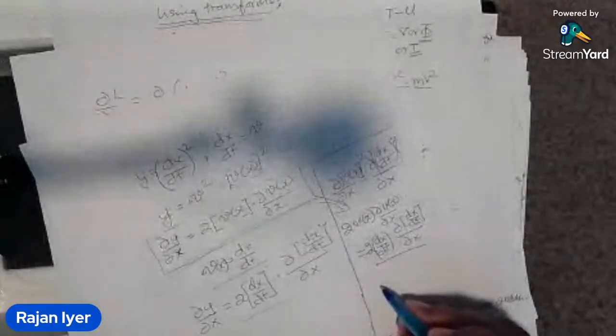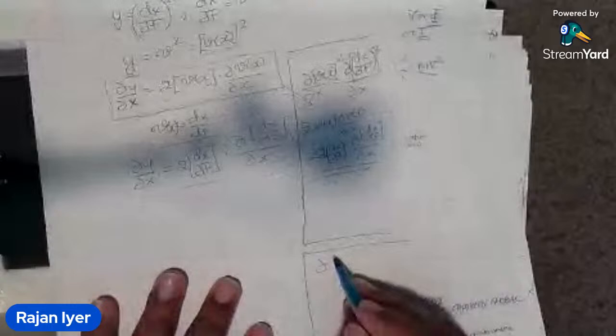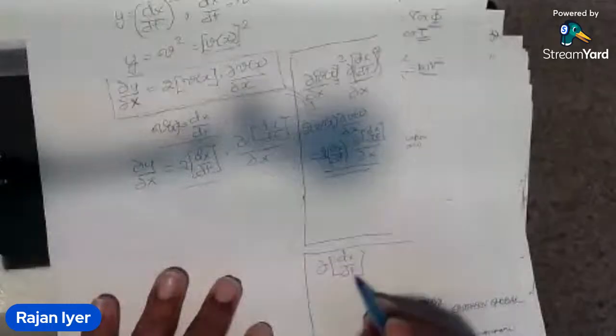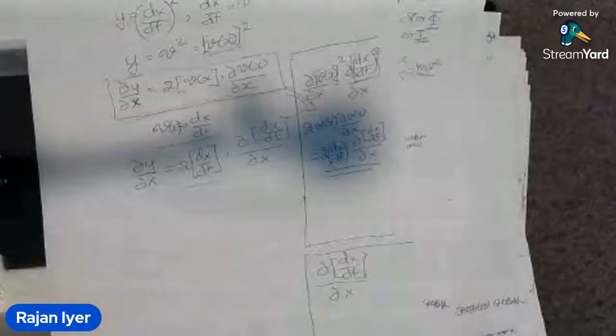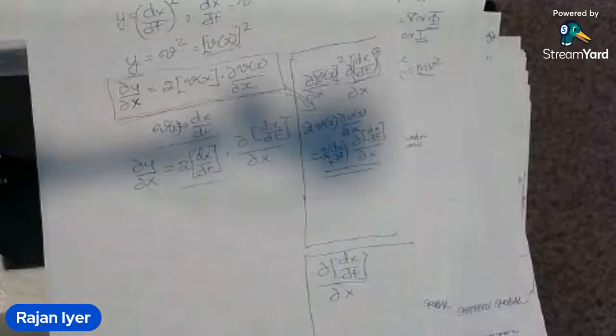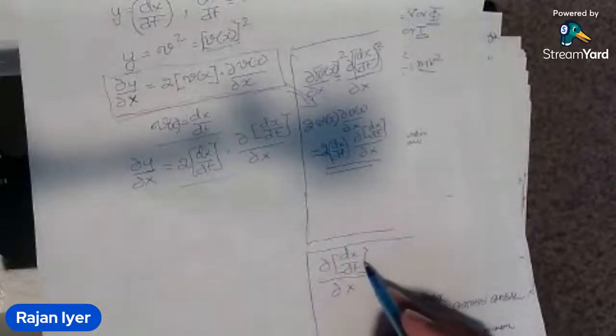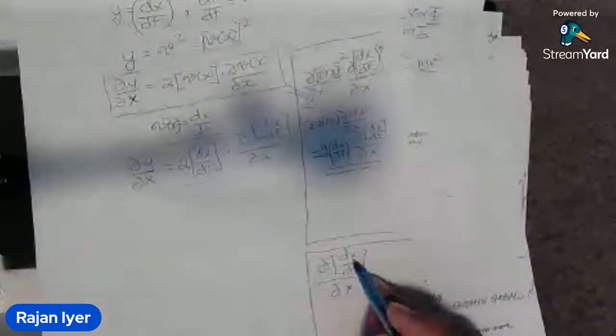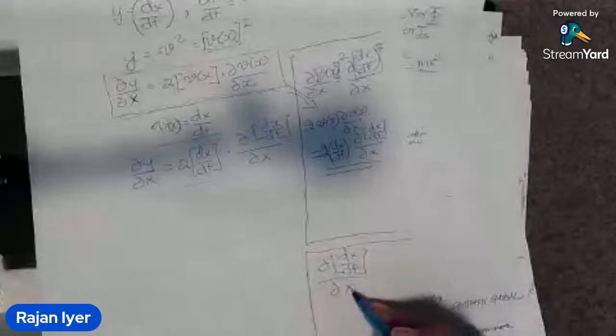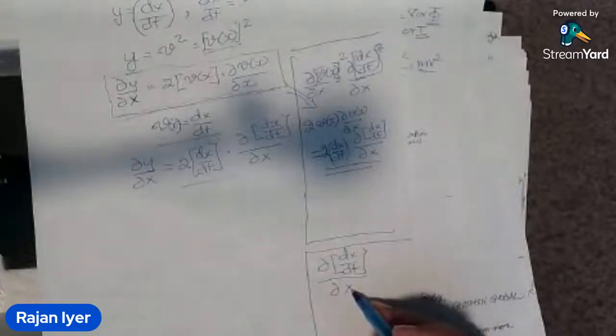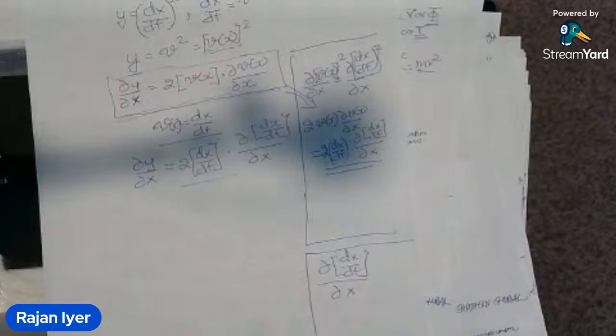So now here, I have to find what this is. Let's do it step by step. So del of this is the main thing we have. What is this stuff? No way we can avoid this one. So I have to differentiate the dx by delta x, right? How do I do that?